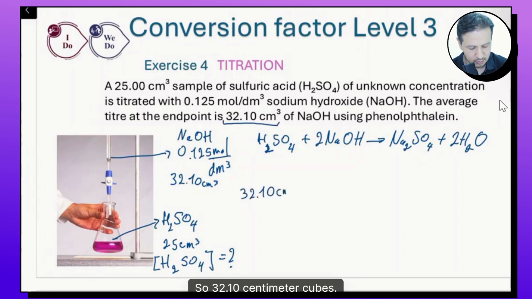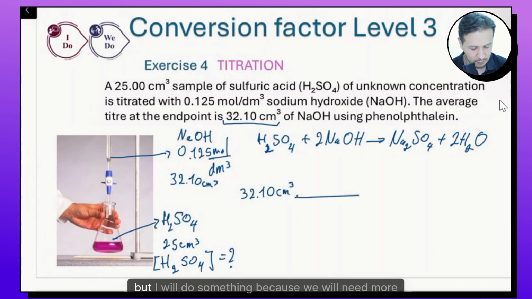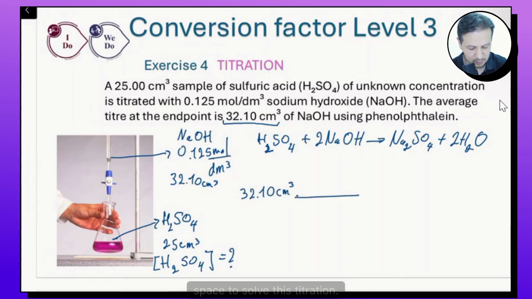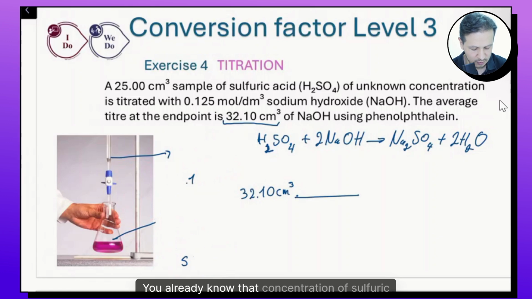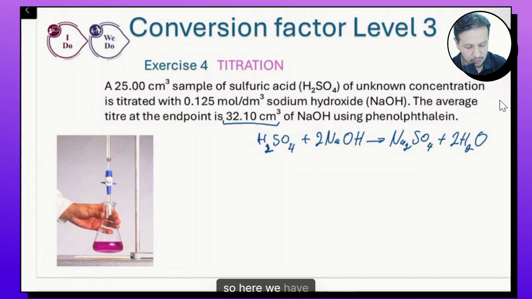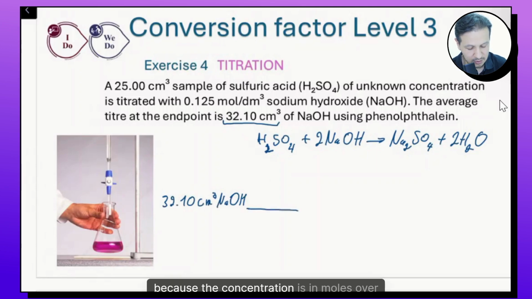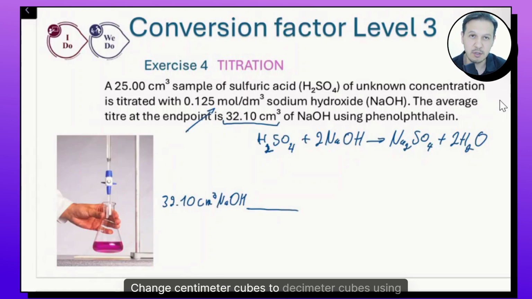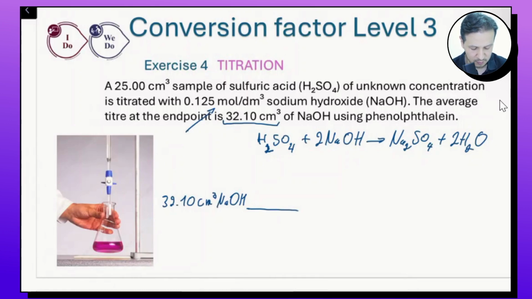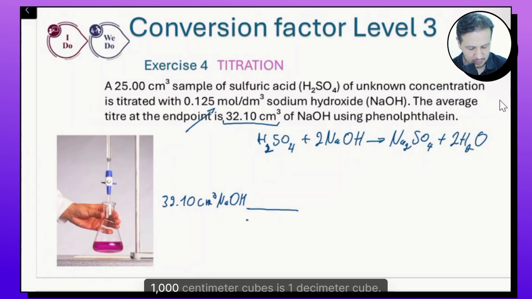32.10 cm³. I need to find the moles, but I will do something because we will need more space to solve this titration. You already know that the concentration of sulfuric acid is the one that I want to determine. So here we have 32.10 cm³ of NaOH. Because the concentration is in moles over dm³, I need to change cm³ to dm³ using conversion factors, right? So I know that 1000 cm³ is 1 dm³. So I cancel cm³, and then I have dm³.